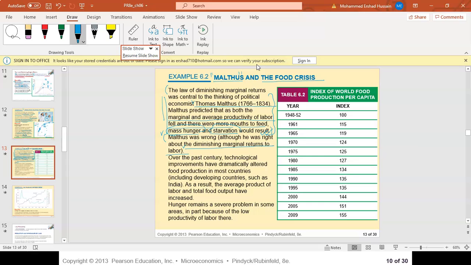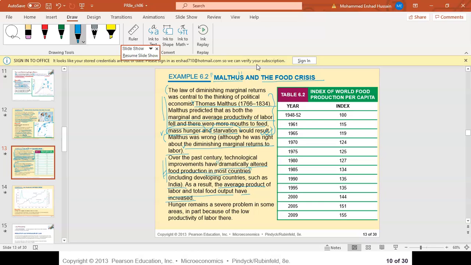But Malthus was wrong, although he was right about the diminishing marginal returns to labor. So what happened? Over the past century, technological improvements have dramatically altered food production in most countries, including developing countries such as India, because agriculture science has developed. There is hybrid seed, and GMO, genetically modified seed. They are weather resistant and more pest resistant. So output is higher than ever before. As a result, the average product of labor and total food output have increased, not decreased.